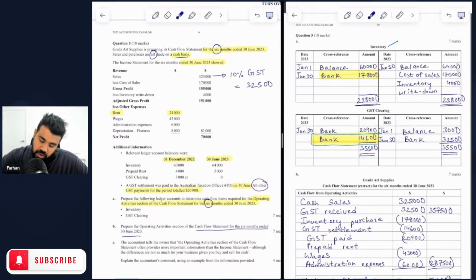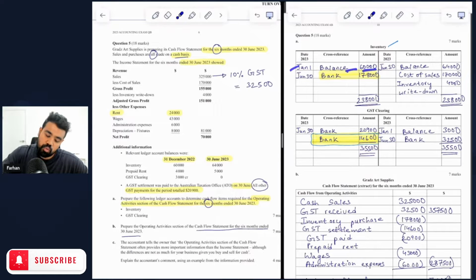So here we have started with the opening balance on 1st of Jan 2023, and that is $60,000. So where did we get the $60,000 from? Based on the additional information that's given here, you can see the closing balance for the previous 6 month period ending 31 December 2022 for inventory was $60,000, which means this gets carried forward as the opening balance in the new financial period starting 1 Jan 2023. So Jan 1, we are showing the opening balance of $60,000.